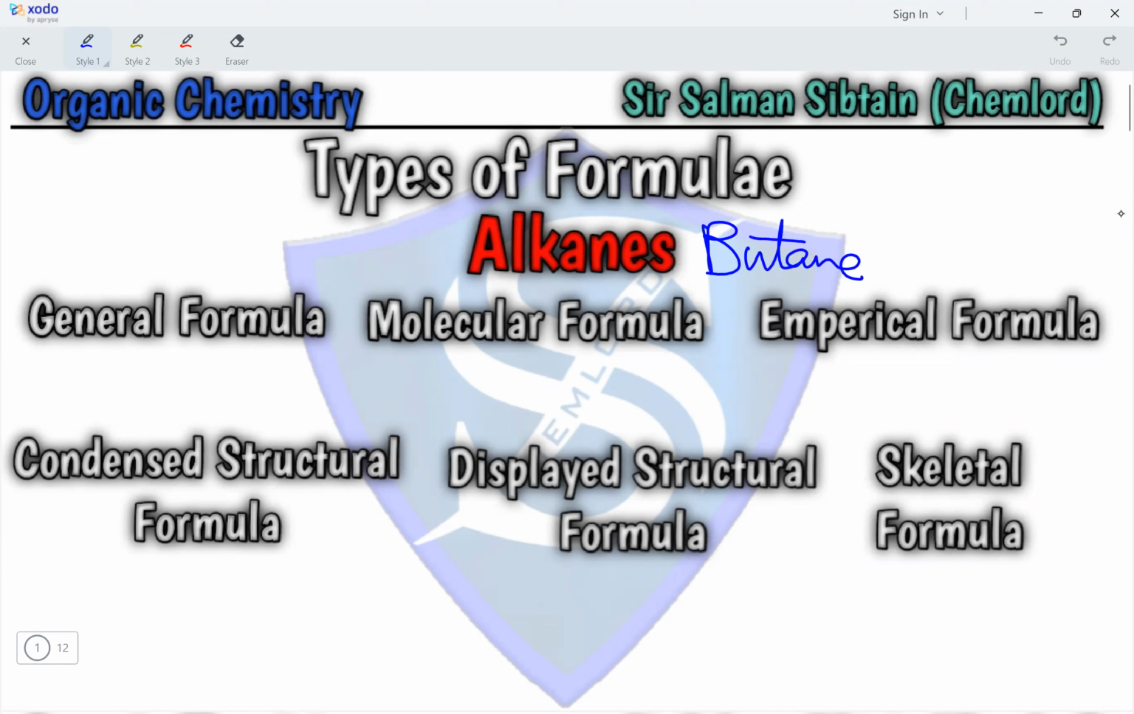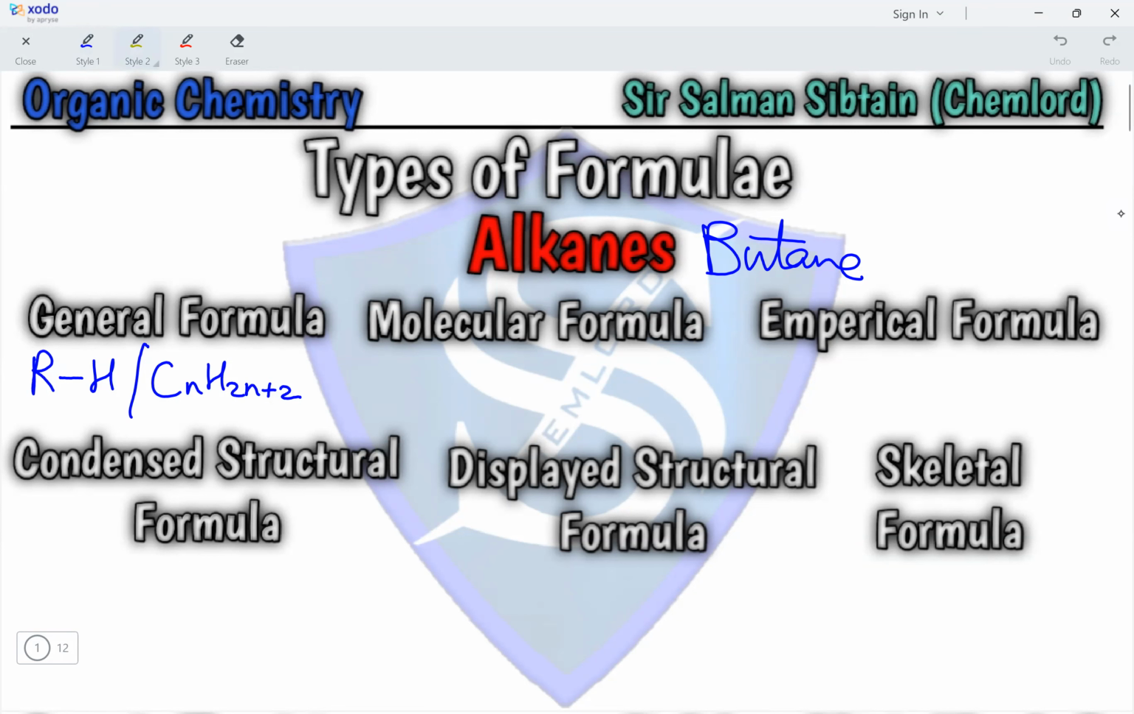So the general formula of alkanes is R and H, and in terms of the number of elements present in the formula, it would be CnH2n+2. So that is the general formula of alkanes.